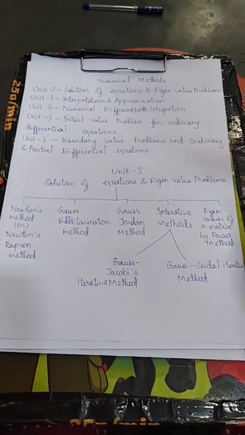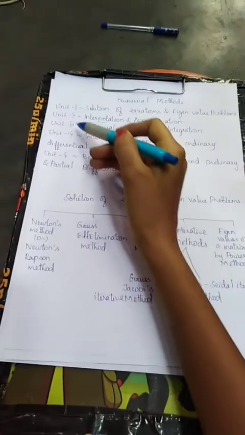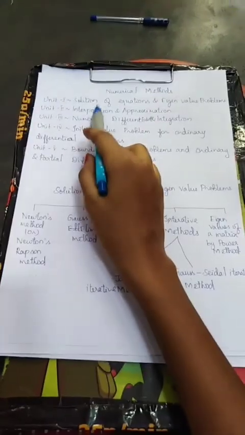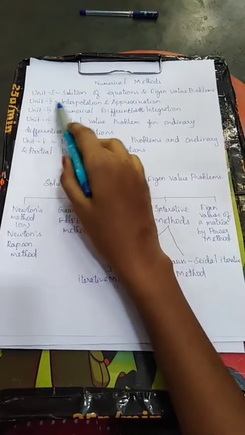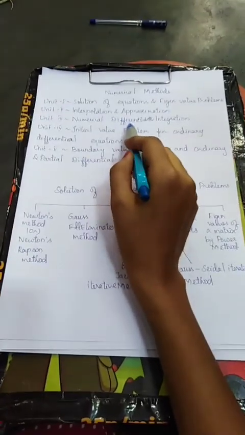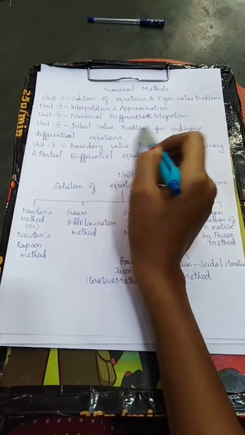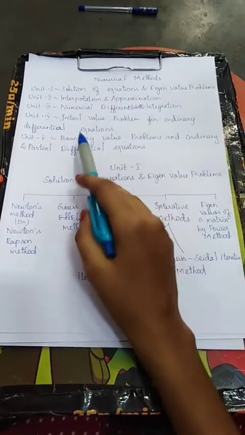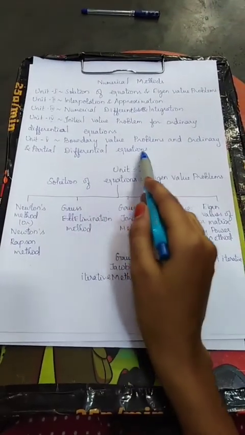Now we can learn the subject of numerical methods. We have 5 units in the numerical methods. Unit 1 is solution of equation and eigenvalue problems. Unit 2 is interpolation and approximation. Unit 3 is numerical differentiation and integration. Unit 4 is initial value problem for ordinary differential equation. Unit 5 is boundary value problem and ordinary and partial differential equation.